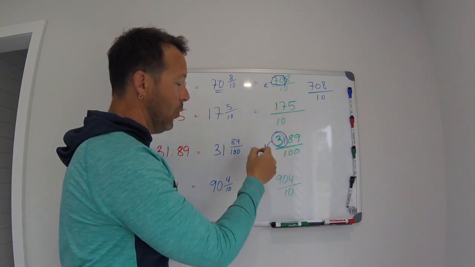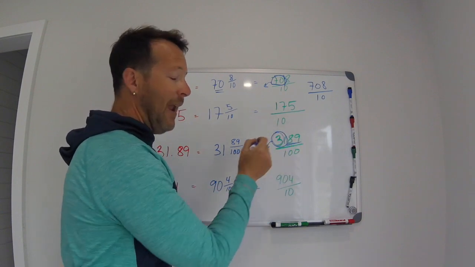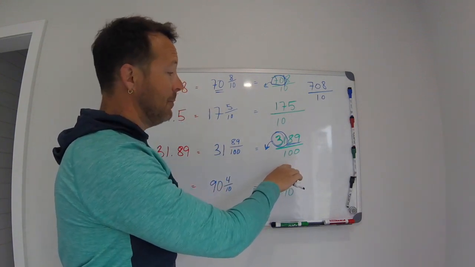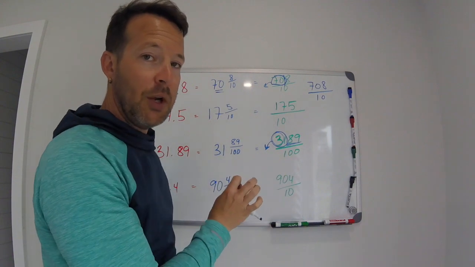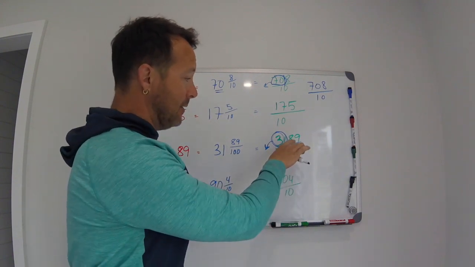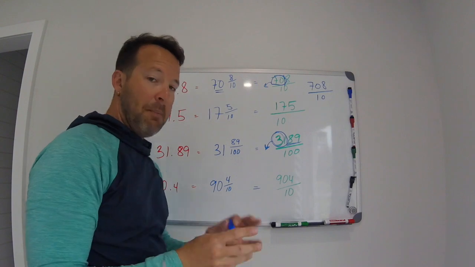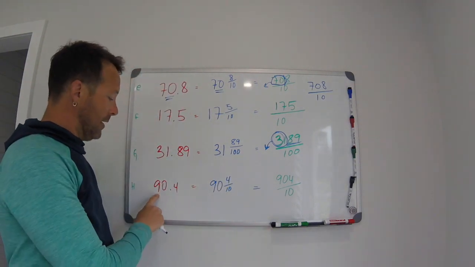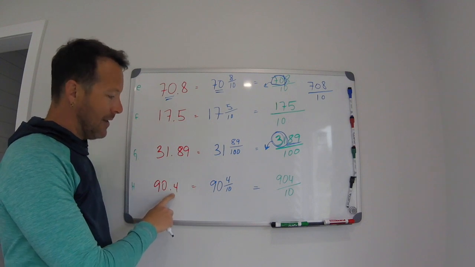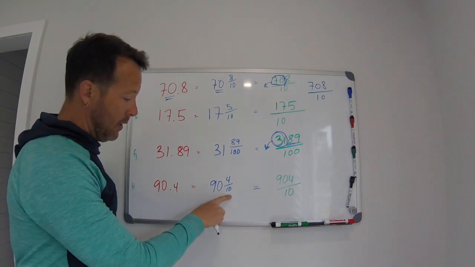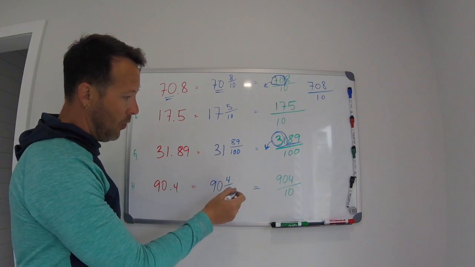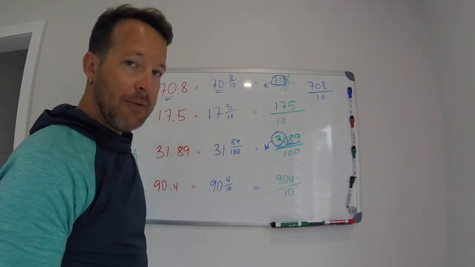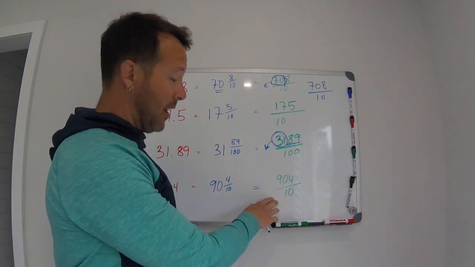Okay, so we take the 31, and that leaves us with 89 over 100, because 100 times 31 is 3100, plus 89 is 3189. So that's the math, but if we just want to rearrange numbers, this is how you do it. 90.4, 90 and 4/10. If we just take the 90 and the 4 and we put them together like that, over 10, we have our improper fraction.